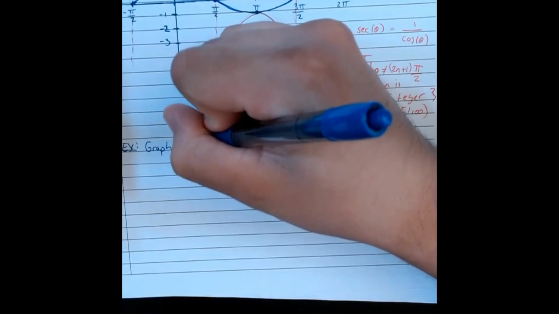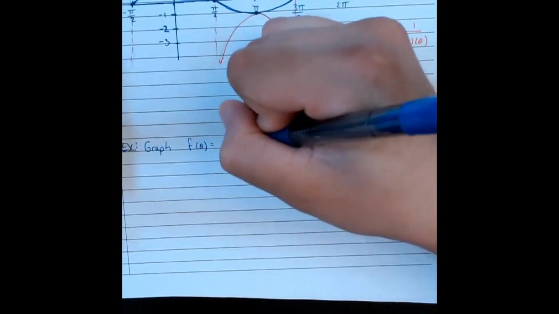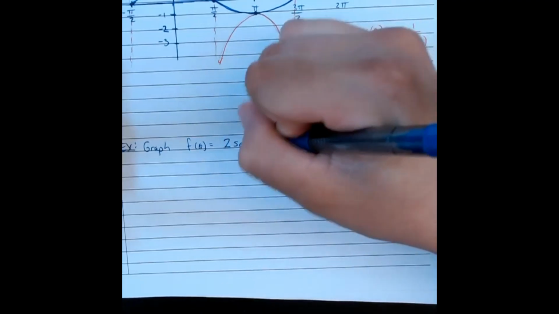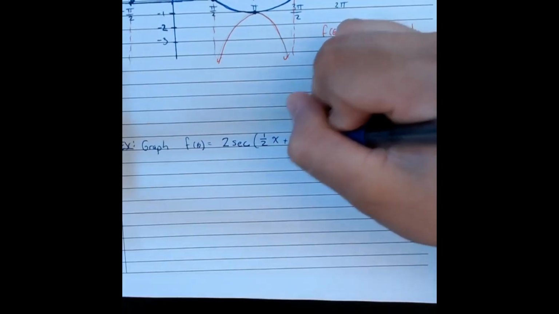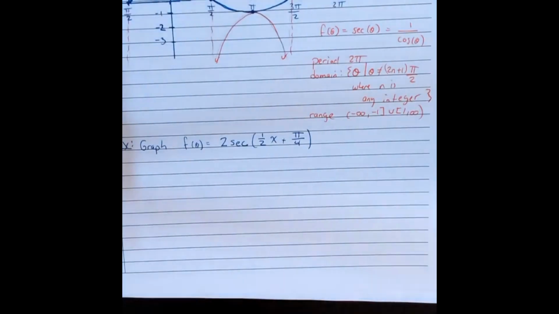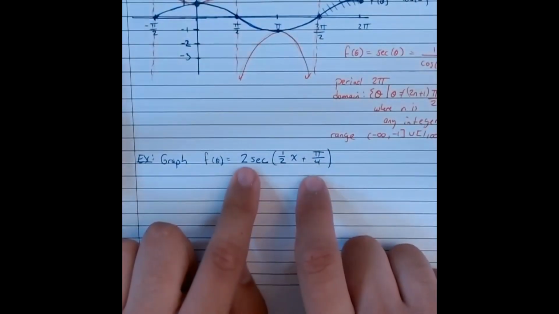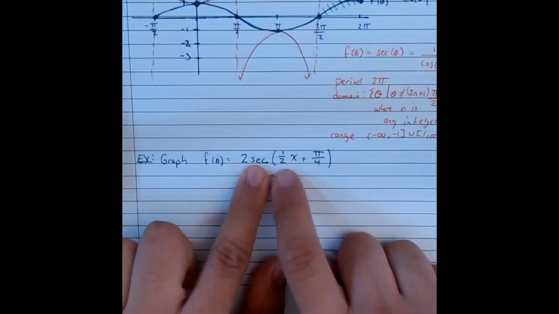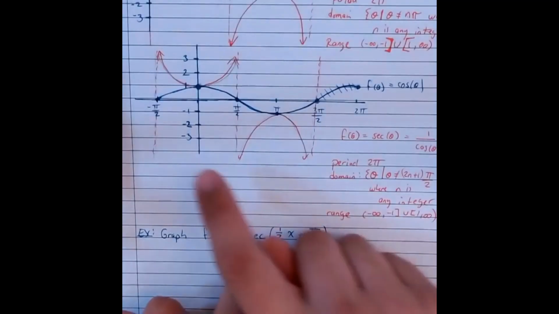For example, let's graph f of theta is equal to 2 times the secant of 1/2 x plus pi over 4. All right, just like that. All right, we're going to graph this. But what we're going to do is we're going to begin by graphing 2 times the cosine of 1/2 x plus pi over 4. The reason for that is because cosine is something we already know how to graph.